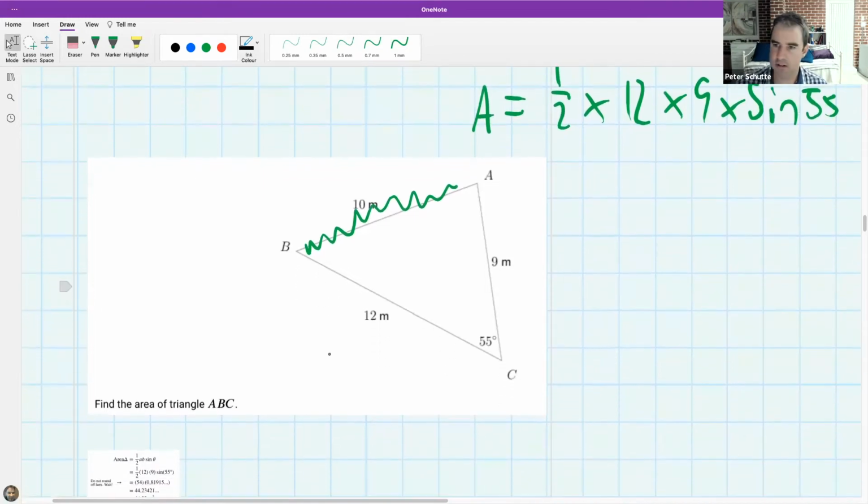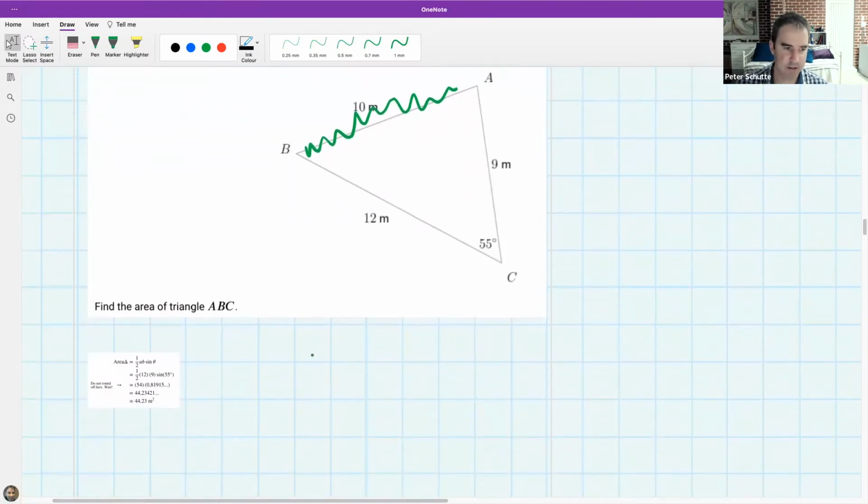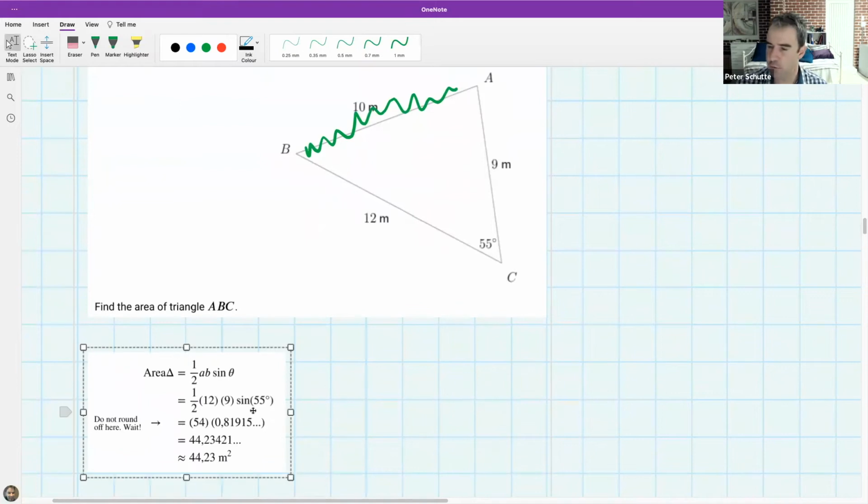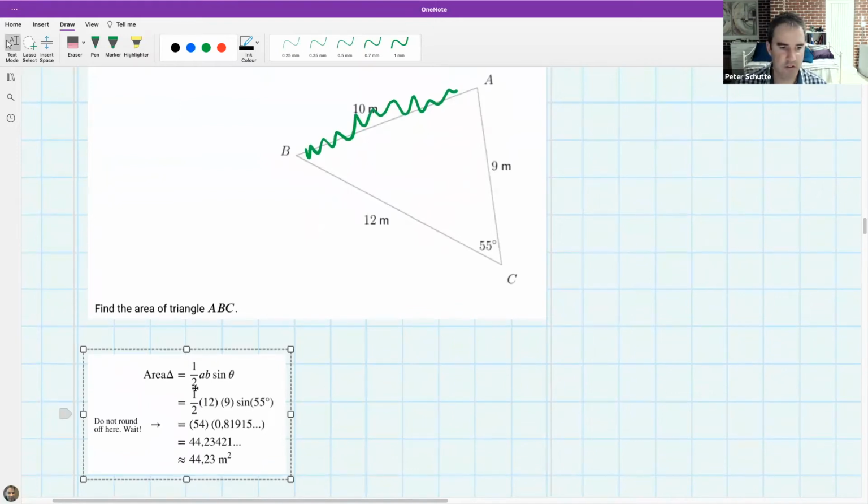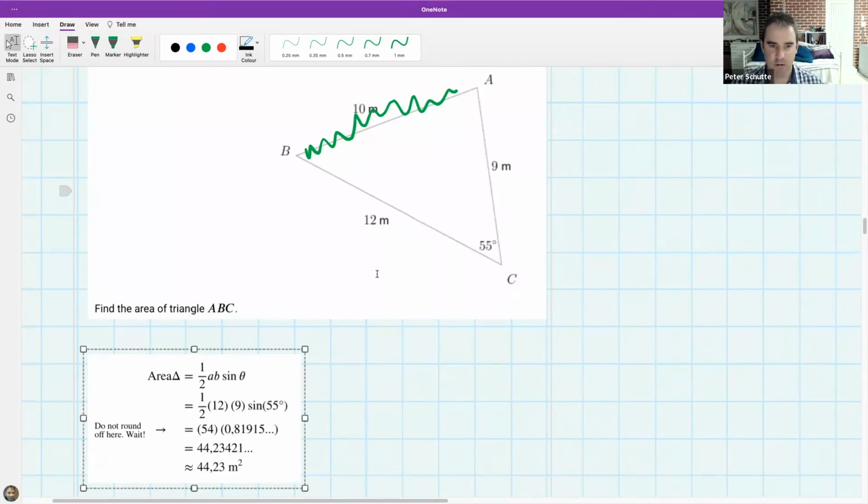I've got the answer down here, so I can actually blow it up. So let me do that. And so you should get 44.23 meters squared. And I think it's becoming a little bit easier every single time we do this to apply the rule. And you realize actually finding the area of a triangle is just going to mean marks for you from now on. Because once you can apply this, it's marks in the bag.